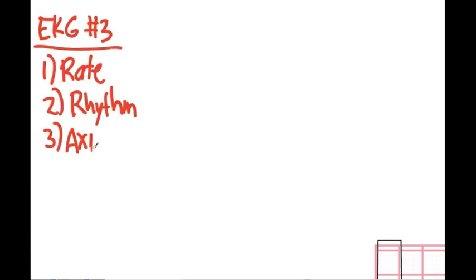Okay, welcome to the third module in EKG reading. This one's called Rate, Rhythm, and Axis. So let's first take a look at the EKG.